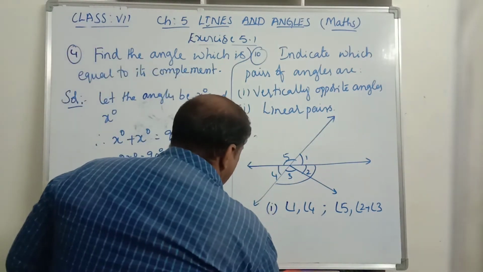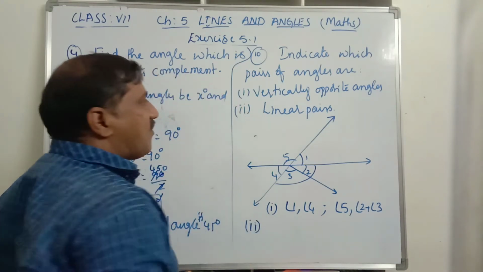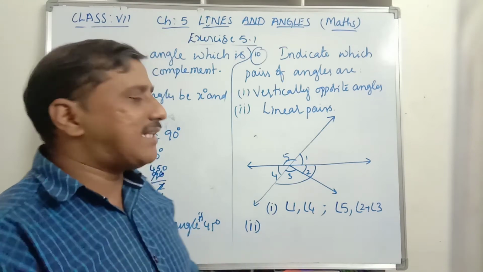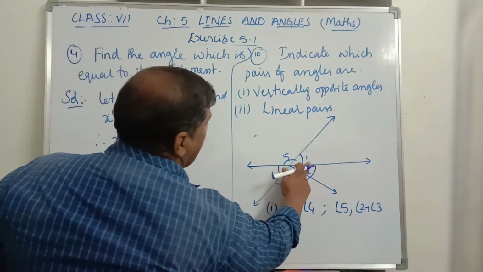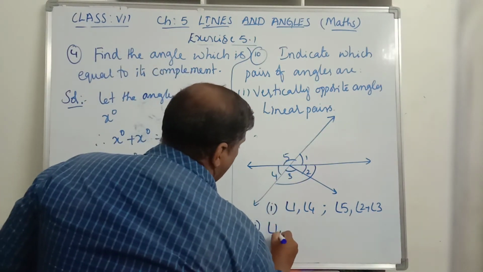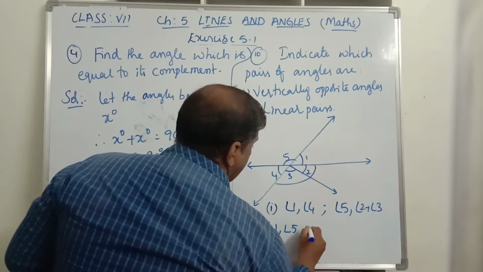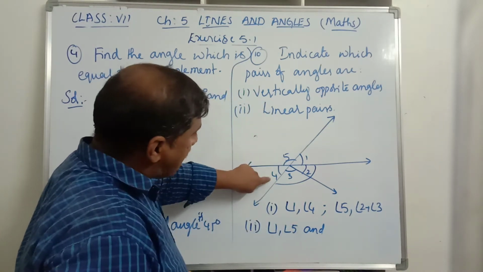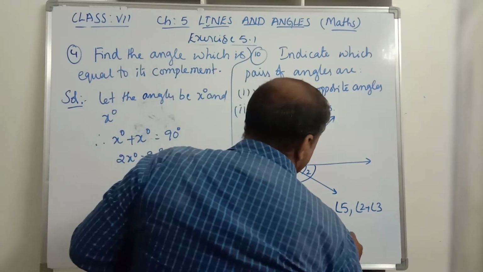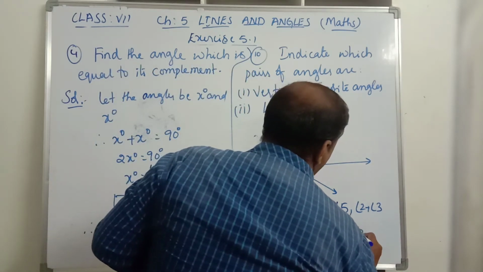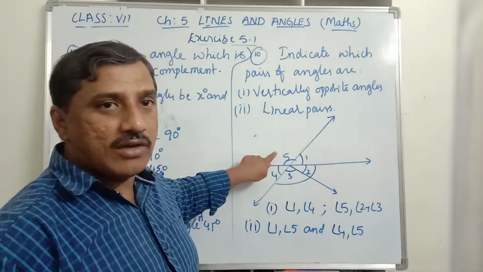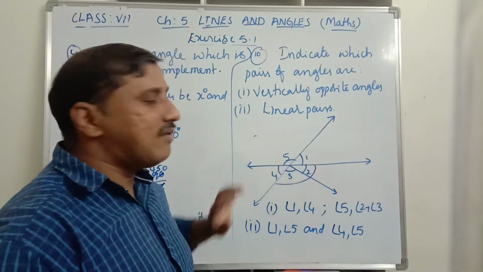Next, linear pair of angles. Linear pair of angles means whose sum is equal to 180 degrees lying on the same line. That is angle 1 and angle 5. And if you see, angle 4 and angle 5 also are there. That is, we have two pairs of linear pair of angles: angle 4 and angle 5 is one pair, angle 1 and angle 5 is one pair.